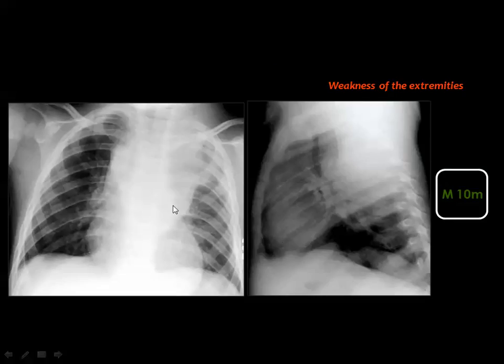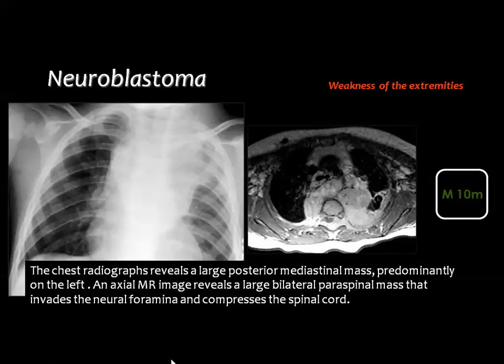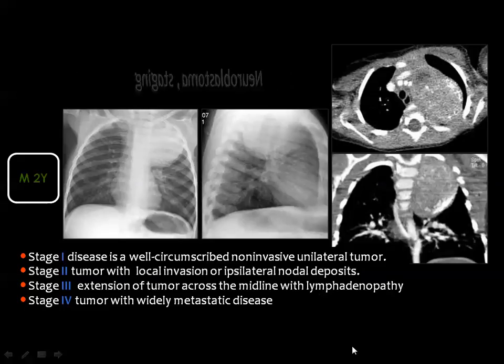Here, there is an ill-defined mass on the left side, and this mass is projected posteriorly in the lateral view, and the MRI showed a big lesion in the posterior mediastinum on either side of the paravertebral gutter with some intraspinal extension. The age of the patient is 10 months old, and this lesion was proved to be neuroblastoma.